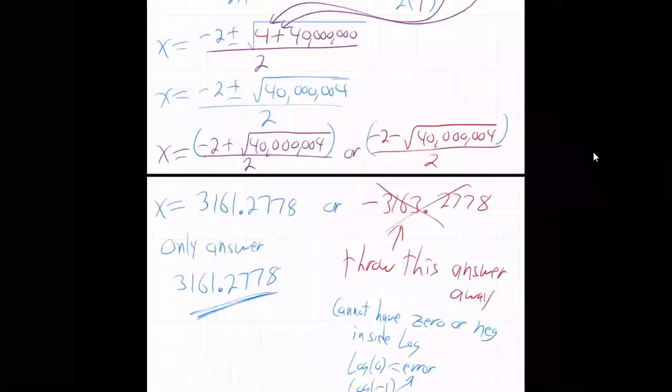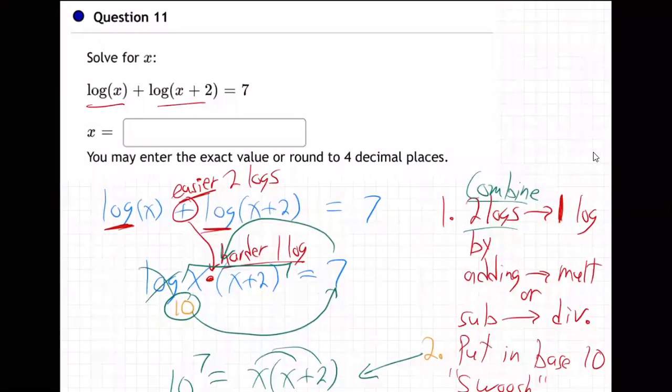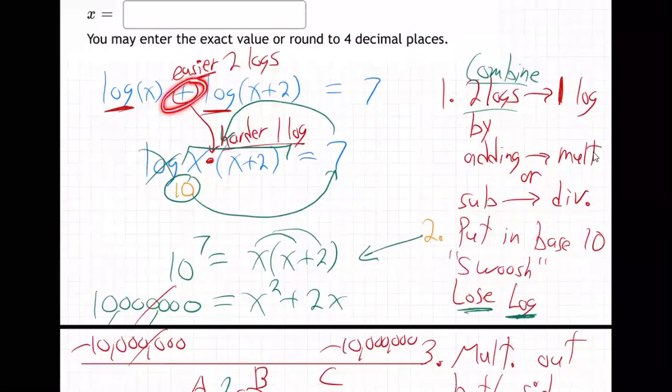So there's a lot to this. Let's recap. There was a lot to this question. So what happened again? So we had 2 logs added. So what do you do when you have a couple of logs added or subtracted? Step 1, you combine the 2 logs into 1 log by using the properties. Like adding becomes multiplication. Adding for 2 logs becomes multiplying for 1 log. Or subtraction for 2 logs is division for 1 log. So we had adding, which is an easier operation for 2 logs, became multiplying, harder job for 1 log. So 2 logs became 1 log.